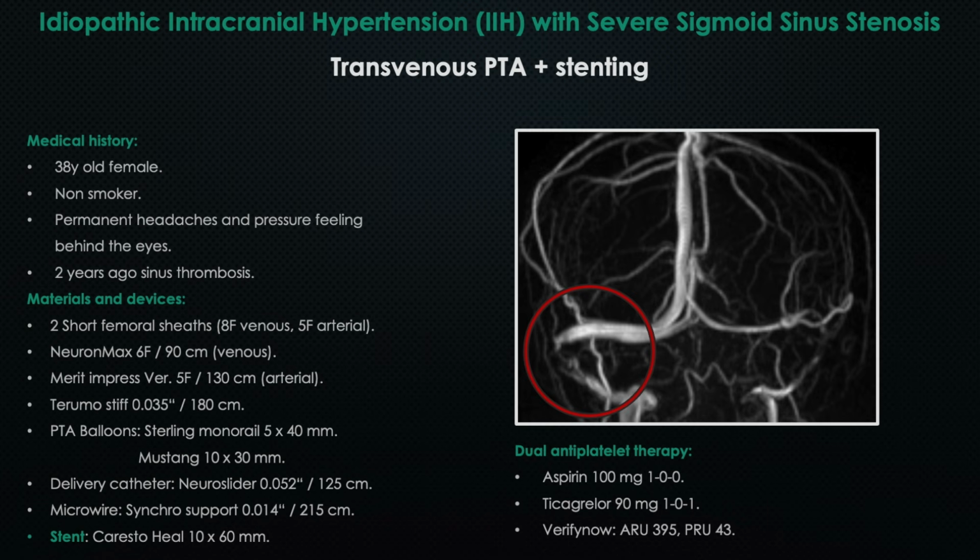Two years ago, the patient had a sinus thrombosis, and we treated the patient through a transvenous PTA and stent implantation. In this case, we chose a very flexible stent with an antithrombogenic coating, and this stent is called CARESTO Heal, which requires a 52 delivery catheter.